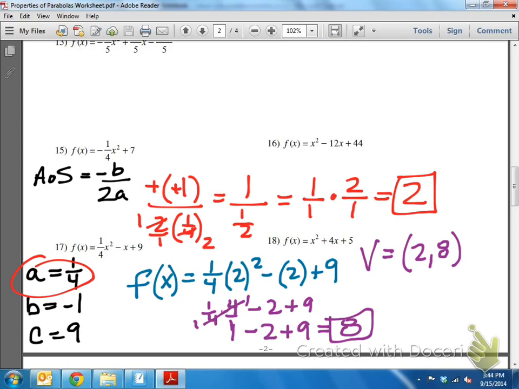But if it's facing upwards, that means the vertex is at the very lowest point of my graph. That's the lowest point my graph can go if A is positive, and then it goes up from there. And if A is negative, that means the vertex is at my highest point of the graph. My graph can't go any higher than the vertex, so that's my maximum. But looking at this problem, A is 1/4, but it's positive. So if it's positive, that means my vertex is at the minimum value, or it's at the smallest value it can be.